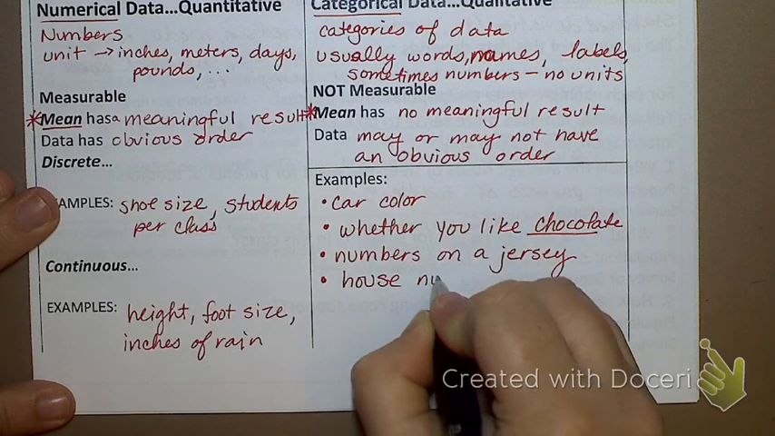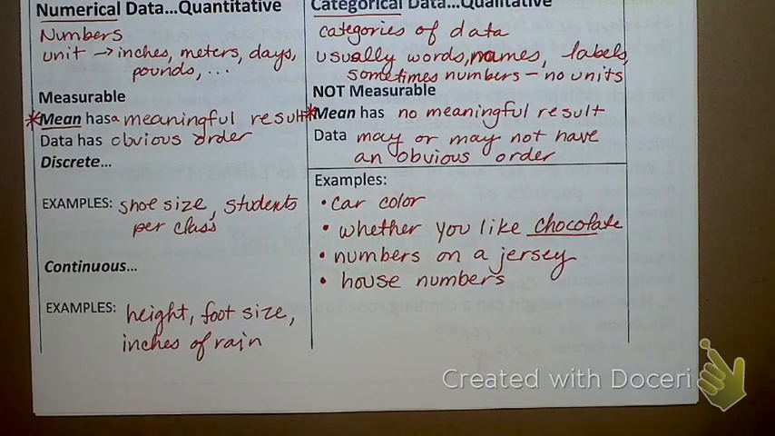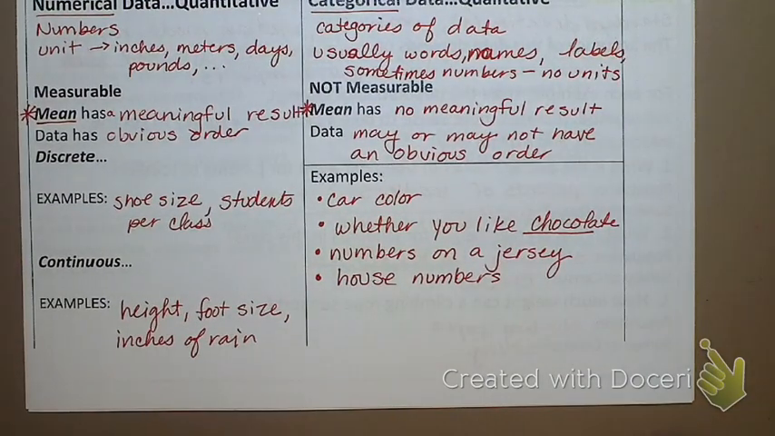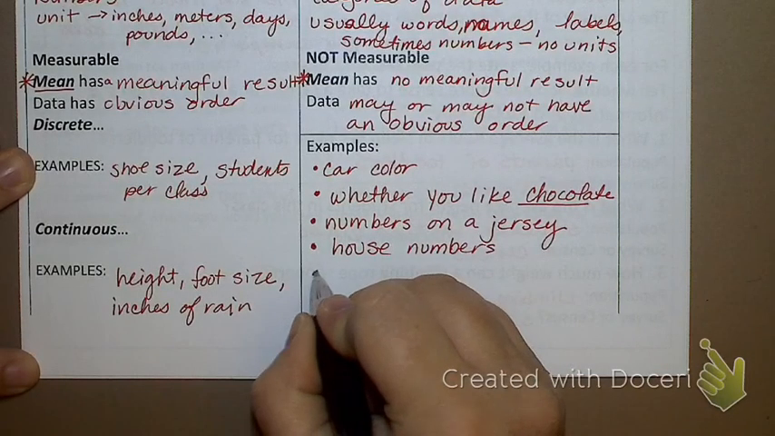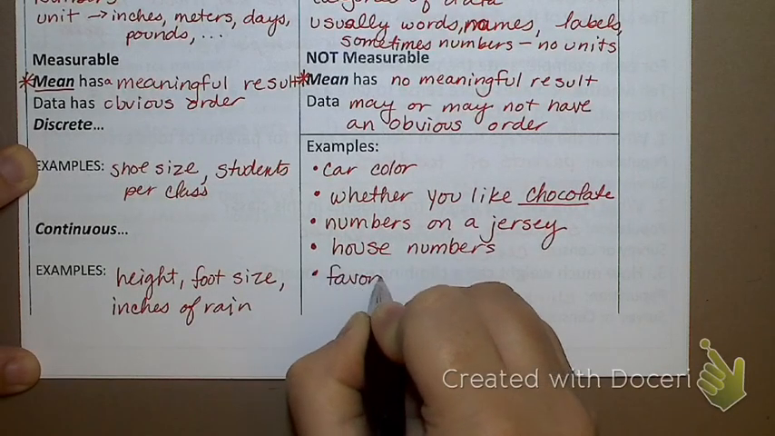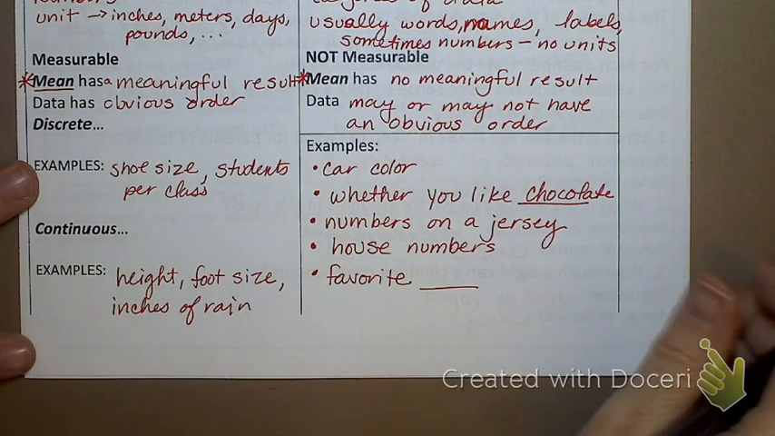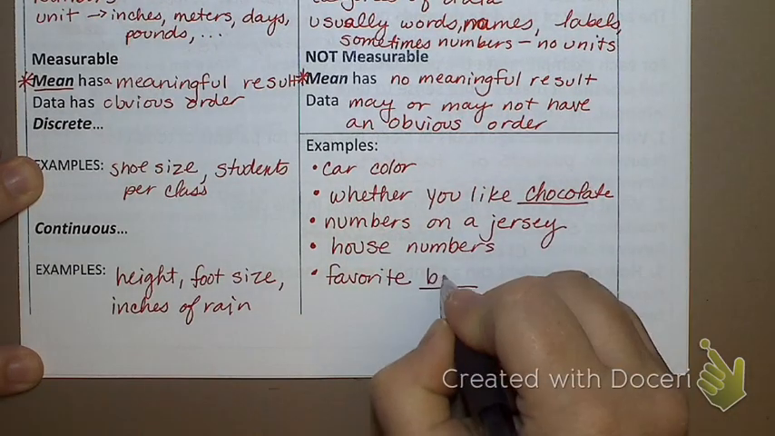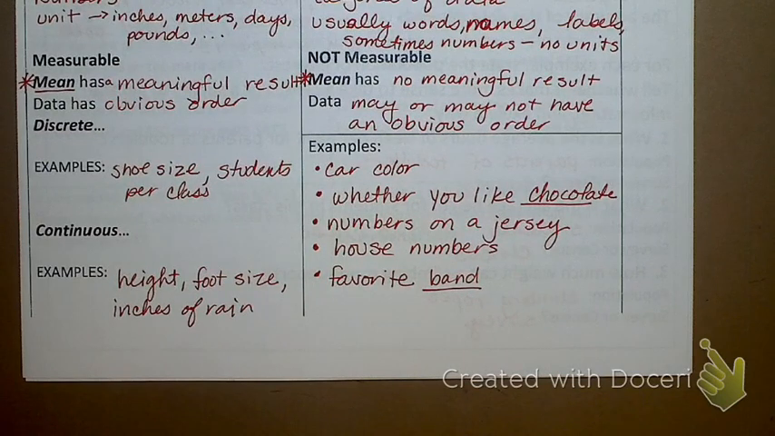Another example like that, house numbers. Does it make sense to take all the house numbers on your street, add them up, and divide by how many houses there are? Nope, doesn't give us any information that's helpful at all. Right? And your favorite, again, it really could be your favorite anything. Your favorite animal, your favorite color, your favorite whatever. She has on here your favorite band. Those would all be categorical or qualitative pieces of data.